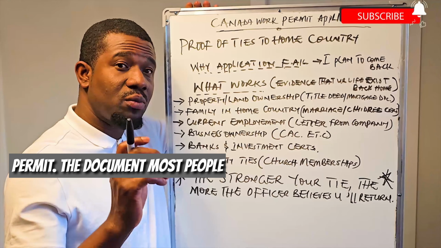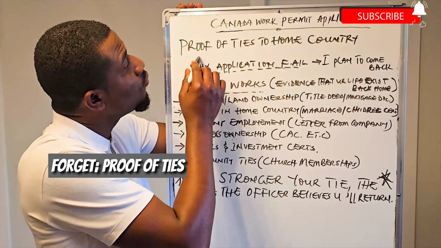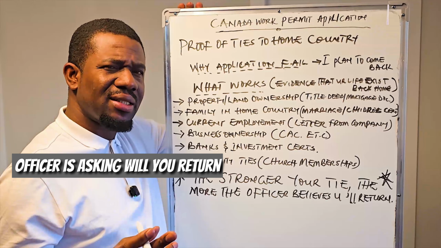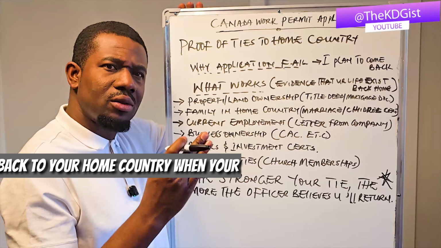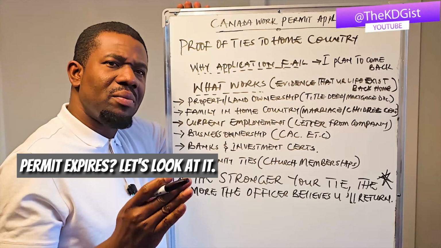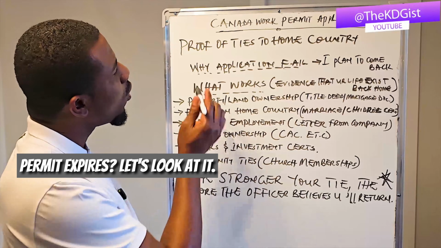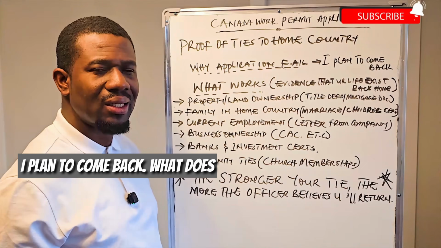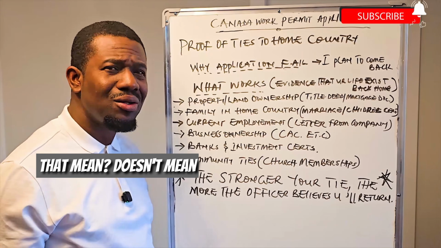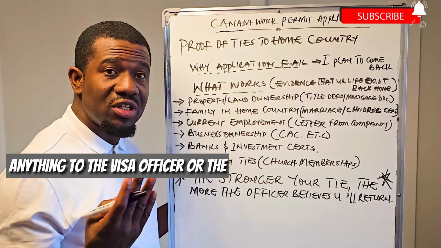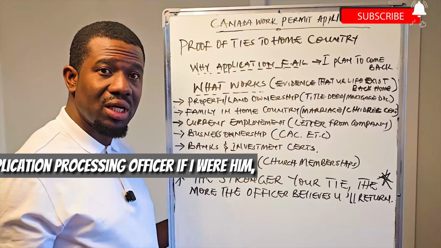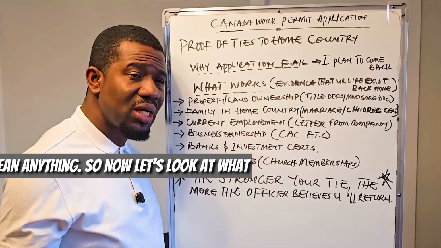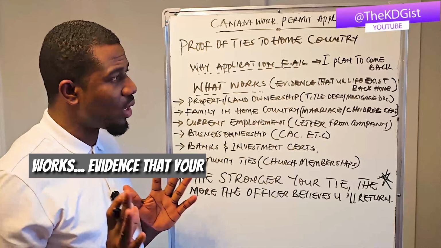The document most people forget: proof of ties to home country. The question the officer is asking is: will you return to your home country when your permit expires? Let's look at why applications fail. "I plan to come back." What does that mean? It doesn't mean anything to the visa officer or the application processing officer. If I were him, what does it mean? "I plan to come back." Doesn't mean anything.